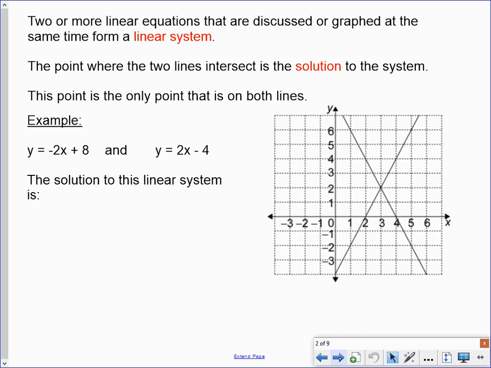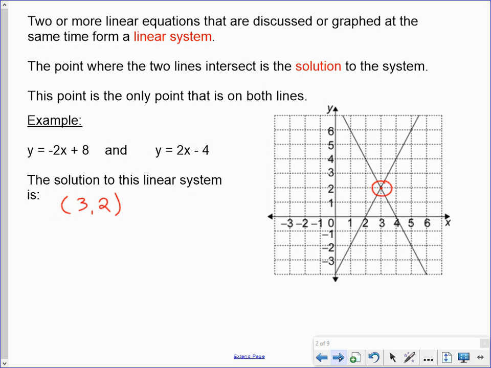So for example here, we've got the lines y equals negative 2x plus 8 and y equals 2x minus 4. The solution to this linear system is the point where the two lines intersect right here. What is that point? It is the point (3, 2). So the solution is the point (3, 2). And that's what we mean by solution to a linear system.